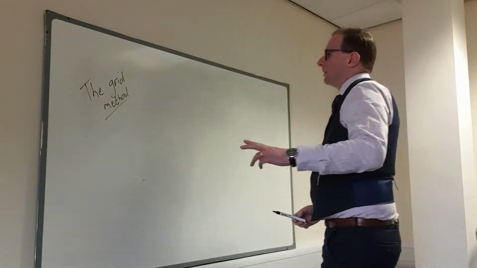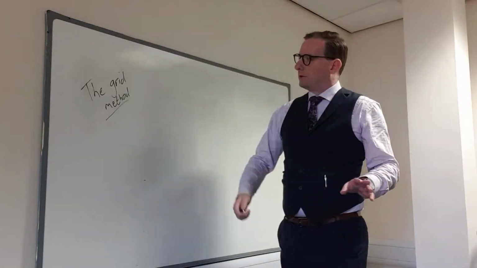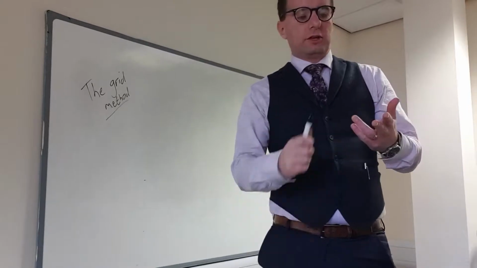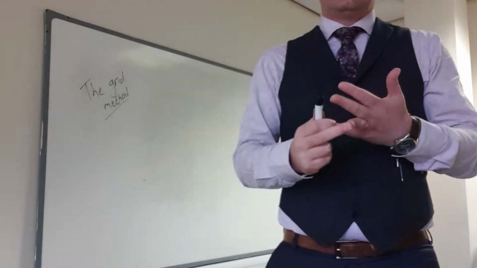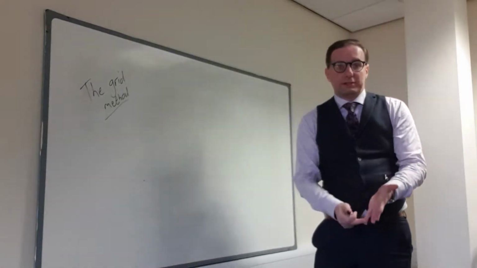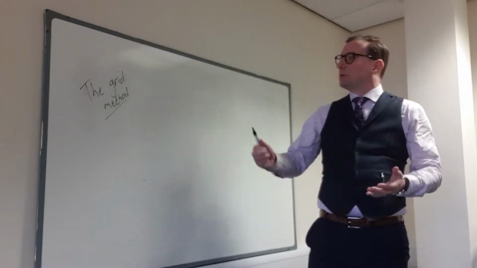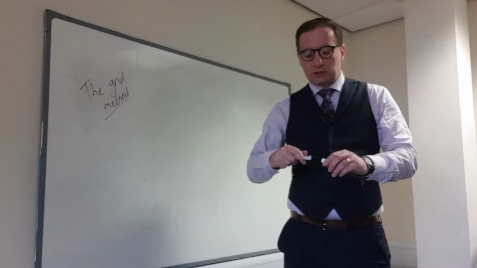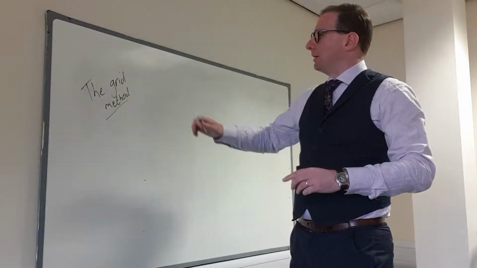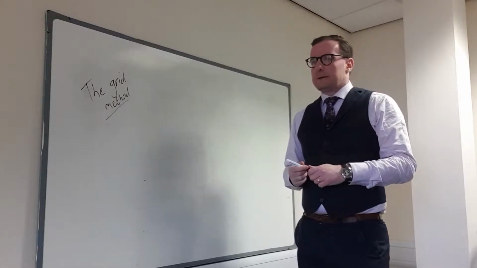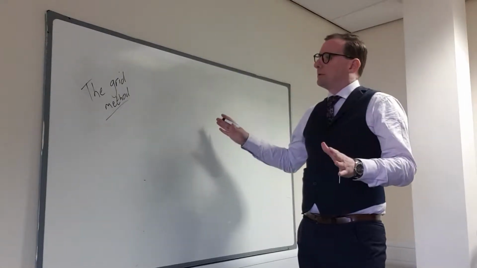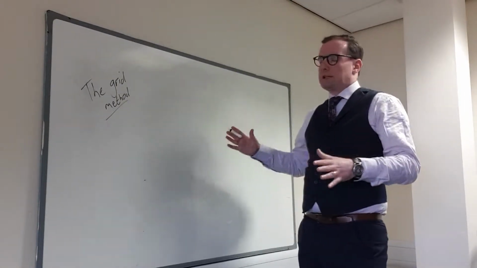So we've looked at the grid method twice already. We've looked at 2 digits multiplied by 2 digits, and we've looked at 2 digits multiplied by 3 digits. So what we're going to do now is extend that into a larger number. We're going to look at 3 digits multiplied by 3 digits, and the purpose of this is to demonstrate that you need to leave yourself plenty of room.